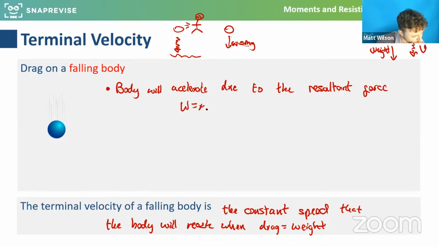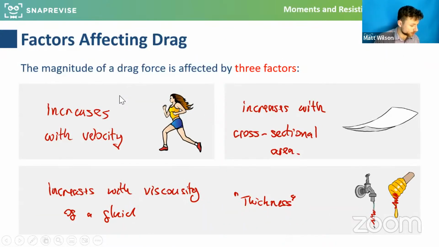W equals mg. When I drop a ball, that very instant when I dropped it, why is there no drag force? Why is the drag equal to zero on an object I've just let go of? There's a hint on the previous page.